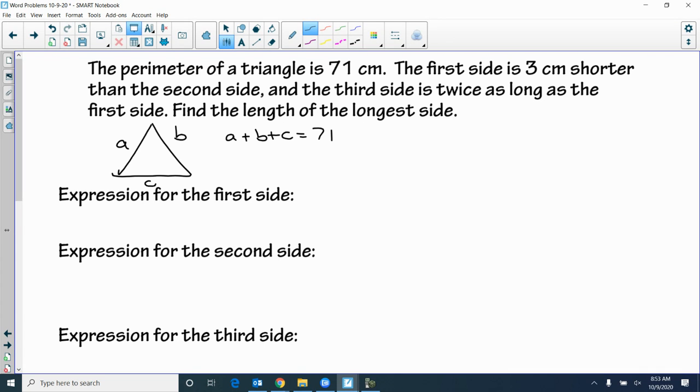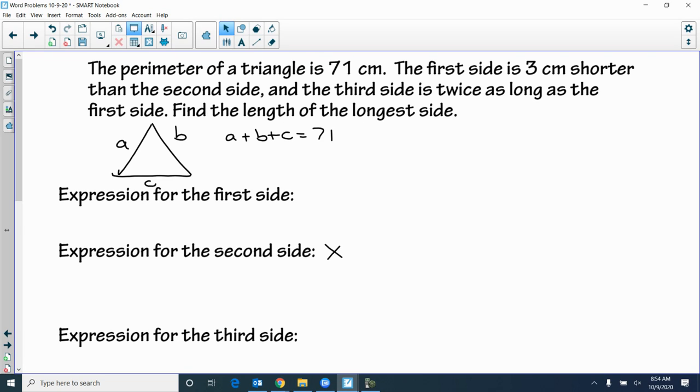First side. Okay, now don't write anything down. So if I let the first side be X, how can you represent the second side? Minus 3? Can you have a side that's minus 3? No. Now here's what I want you to do. I actually want you to not make the first side X, but make the second side X.